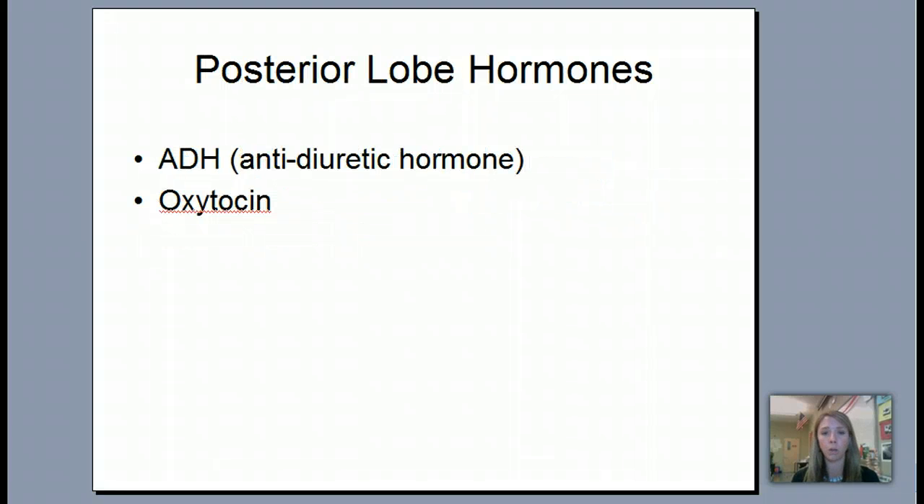My posterior pituitary is going to be my ADH and my oxytocin. ADH, antidiuretic. Diuretic means your water level. If you've ever heard of a diuretic, that means it gets the water out of your body. So we're regulating water. And then the oxytocin, this is mostly associated with labor. When oxytocin is released in women who are pregnant, it pushes them into labor. But it's also in charge of controlling contractions of smooth muscles, like in your stomach.